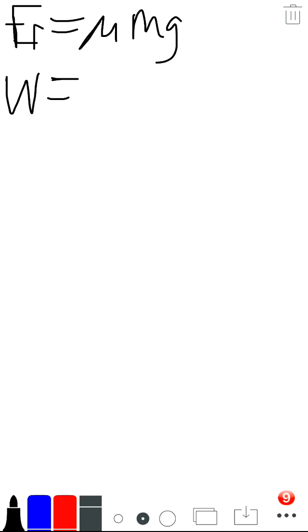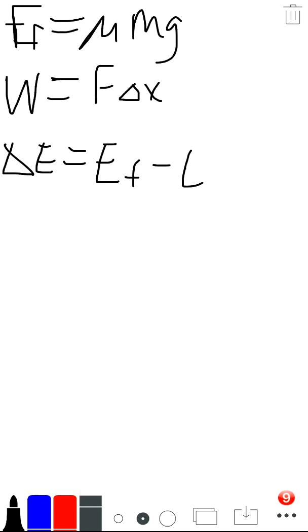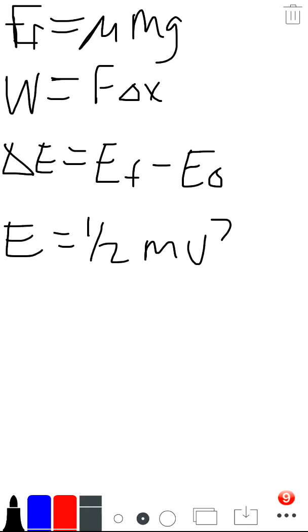The next equation is closely related to it. It is work is equal to the force that we're dealing with, in this case the force due to friction, times the distance that force is applied. So force times the delta x, which we know is 8 meters. We also are going to use the fact that the change in energy is equal to energy final minus energy initial, with kinetic energy being what we're talking about, so that's 1/2 mass velocity squared.